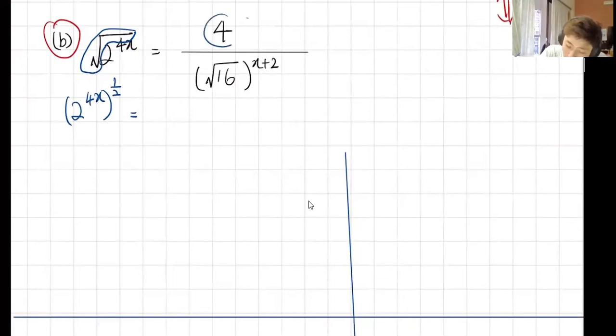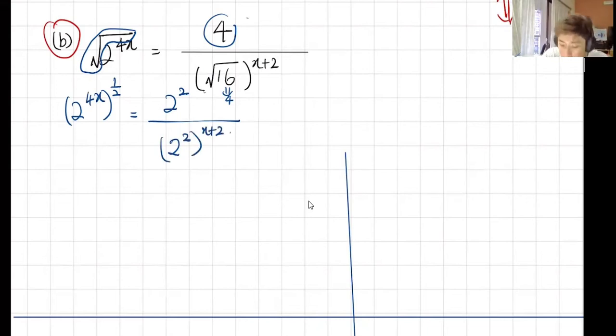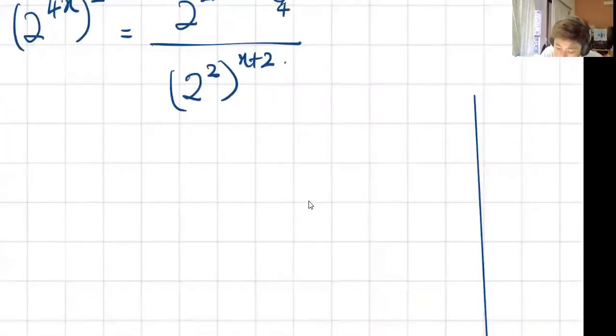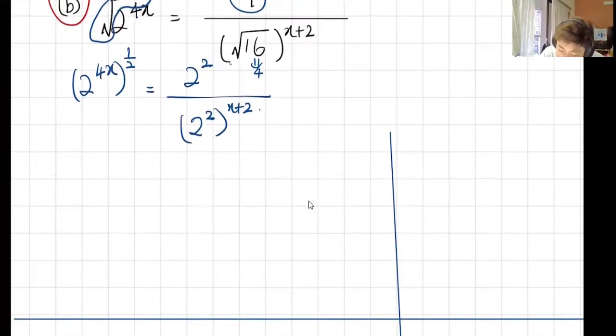Okay, so square root 16 is actually just 4, okay? So how do you express 4 in terms of 2 to the power of something? 4 is actually 2 to the power of 2. So 4 is 2 to the power of 2, in a bracket, x plus 2. I skip a lot of steps, I hope you understand.